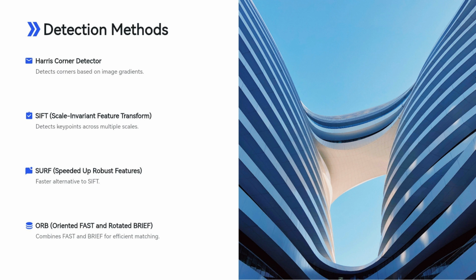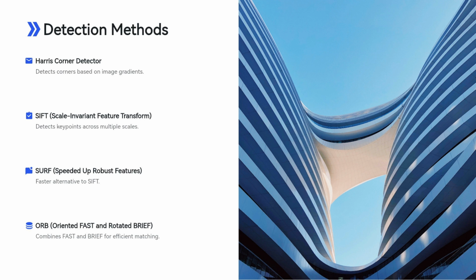SIFT detects key points across multiple scales, making it robust to changes in scale. It works by identifying regions of interest, key points, in an image, and describing their local image structure using orientation and scale invariant descriptors. These features are highly distinctive and can be used for matching key points between images.